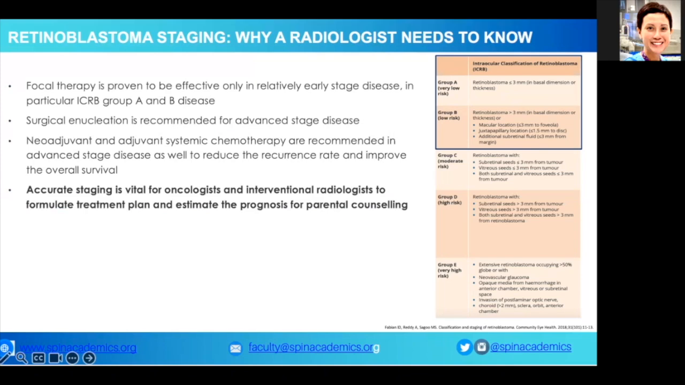Surgical enucleation is recommended for advanced stage disease. Neoadjuvant and adjuvant systemic chemotherapy are recommended in advanced disease as well to reduce the recurrence rate and improve the overall survival. Therefore, precise identification of these features and accurate staging are important for oncologists and interventional radiologists to formulate a treatment plan and estimate the prognosis for parental counseling.